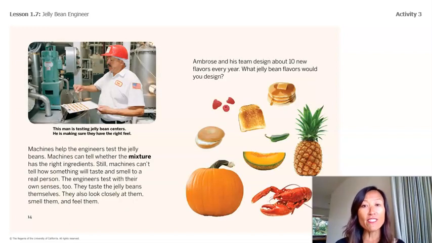Machines help the engineers test the jelly beans. Machines can tell whether the mixture has the right ingredients. Still, machines can't tell how something will taste and smell to a real person. The engineers test with their own senses too. They test the jelly beans themselves. They also look closely at them, smell them, and feel them.